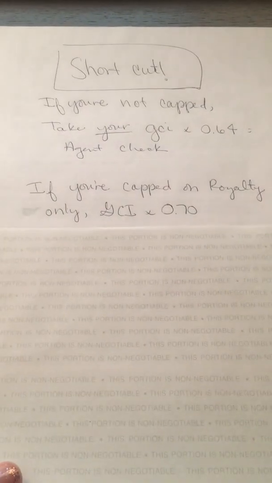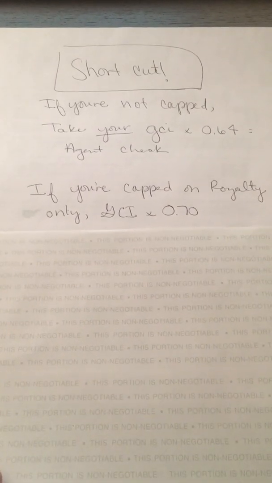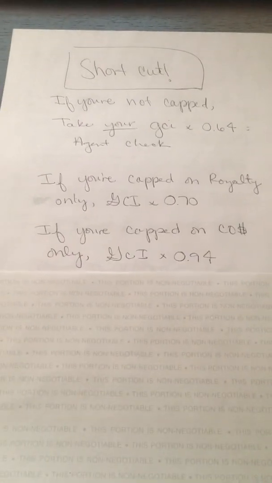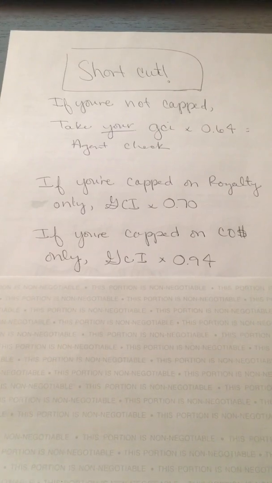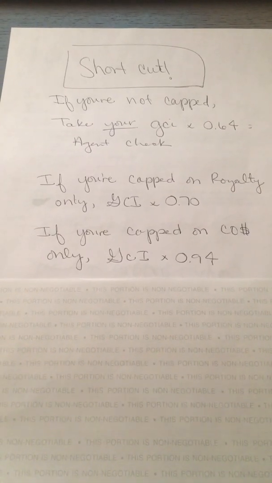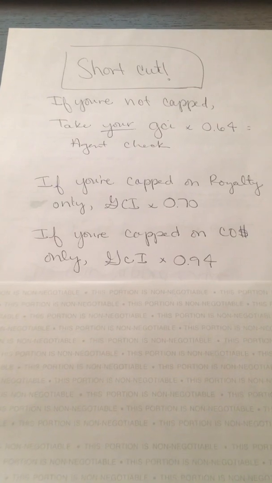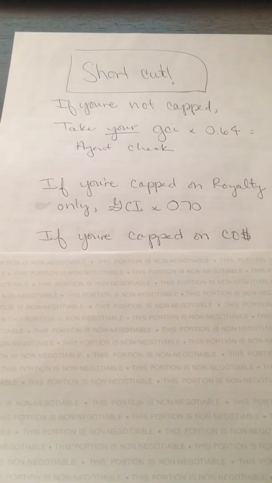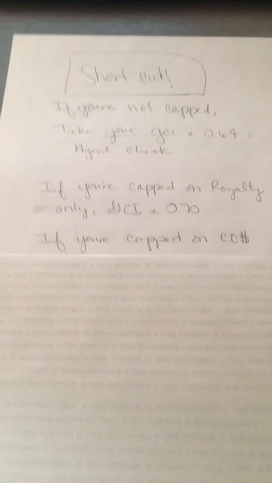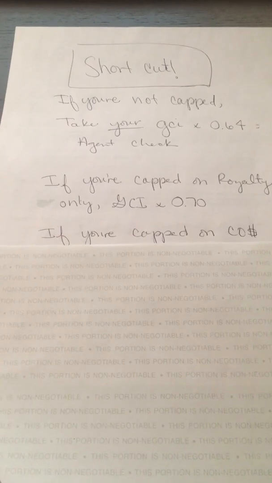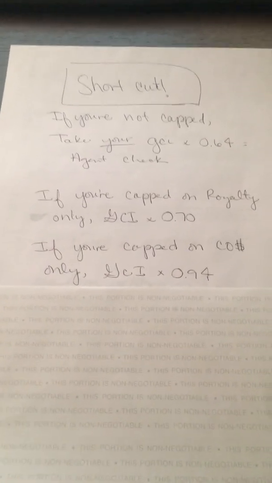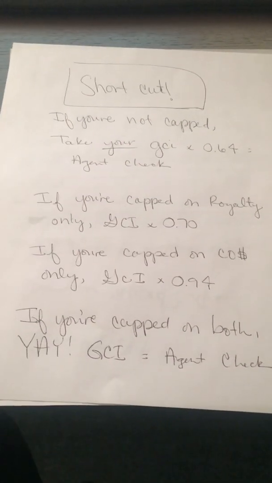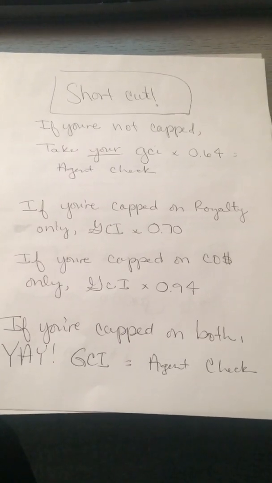If you're capped on royalty only, then you're going to pay GCI times 0.7 because you're not paying that 6% royalty. If you're capped on company dollar only, you are not paying company dollar, but you are paying royalty. So GCI times 0.94, third time's the charm on that one. If you are capped on both, yay, GCI equals your agent check.